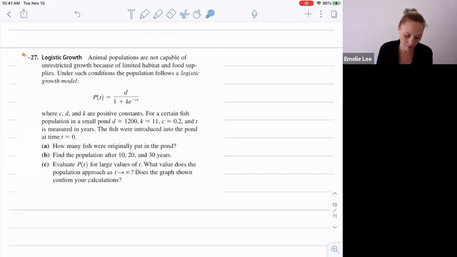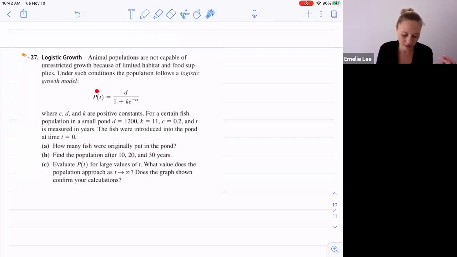For a certain fish population in a small pond, right? So now I'm giving you that D is 12,000, K is 11, and C is 0.2. So what we have to do is just plug those values in here, okay? And t is measured in years. The fish were introduced into the pond at time t equals 0. How many fish were originally put into the pond?